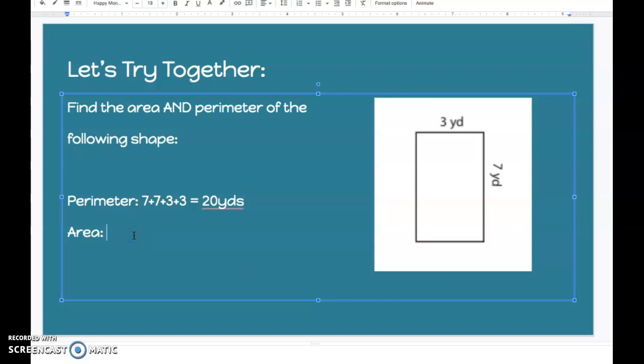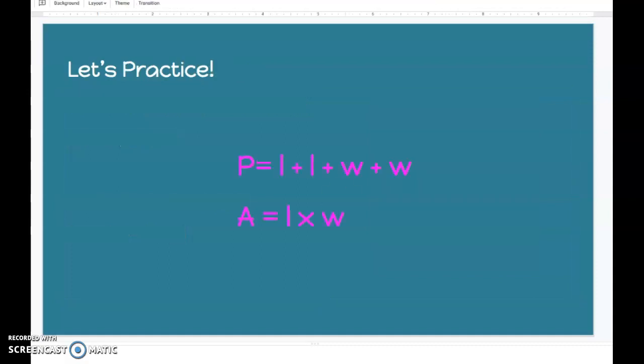When finding the area, I knew I had to multiply the length times the width. I multiplied 7 times 3. And when I did that, I got 21 yards. So the distance around the outside of this shape is 20 yards, and the area inside the shape is 21 yards. Today, you're going to continue working on practicing finding the area and perimeter of rectangular shapes.